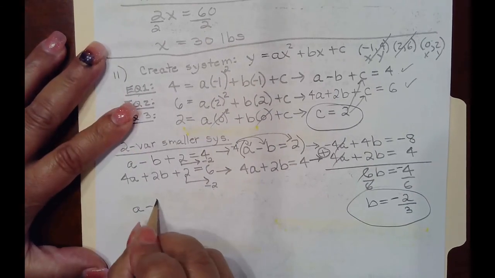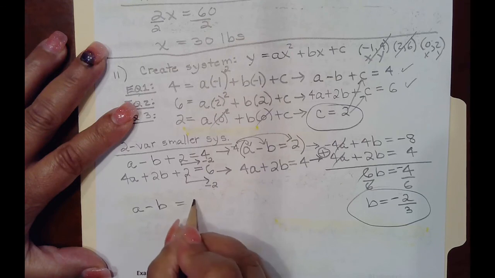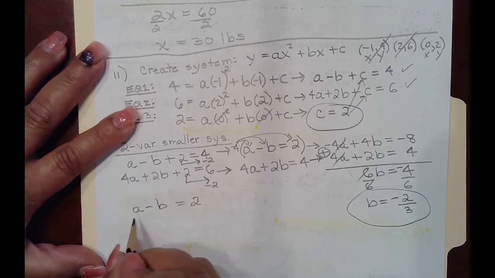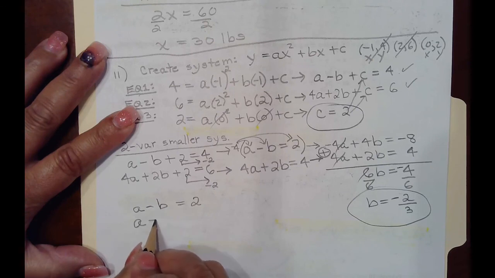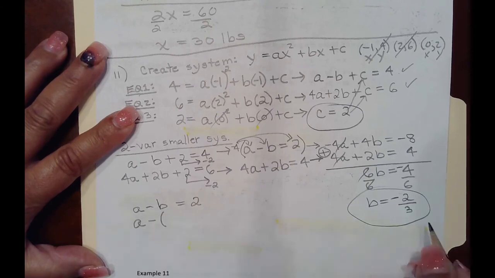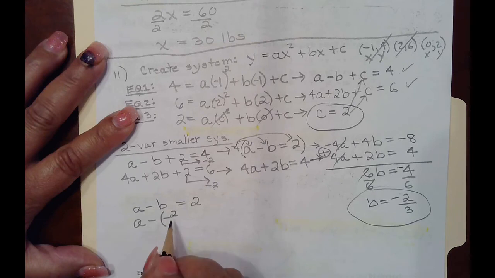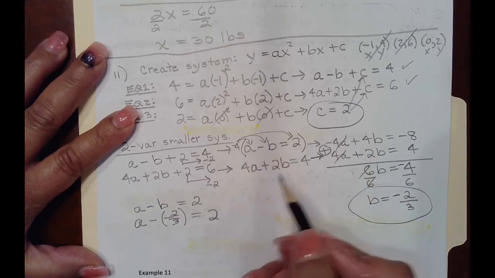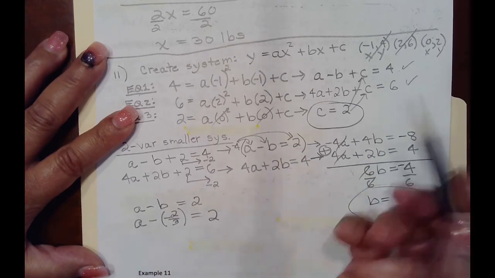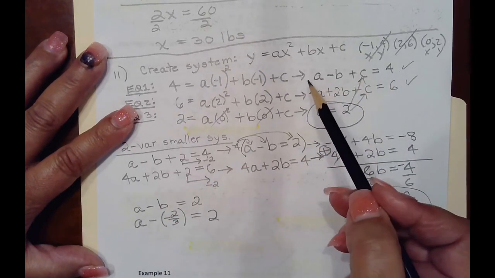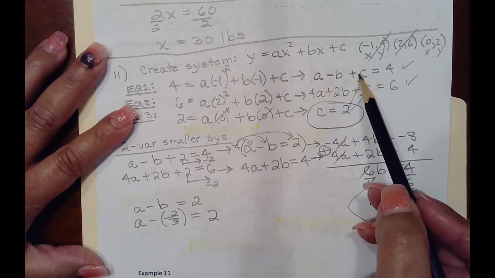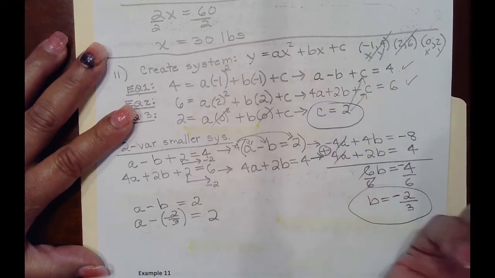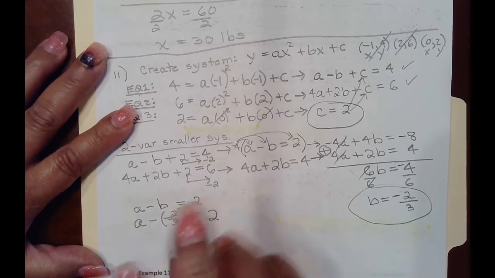So A minus B is equal to 2. So this would be A minus whatever B is, and B is negative 2/3, is equal to 2. I just chose this equation. You could have chosen that one. If you wanted to, you could have went over here and grabbed this because you actually have the C, you have the B, and you could have solved for A. You'd get the same answers.